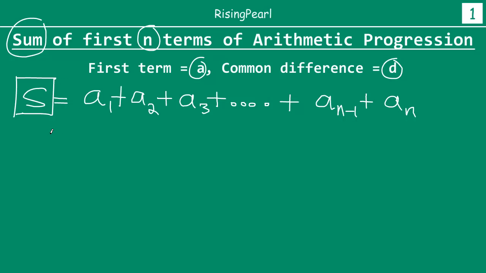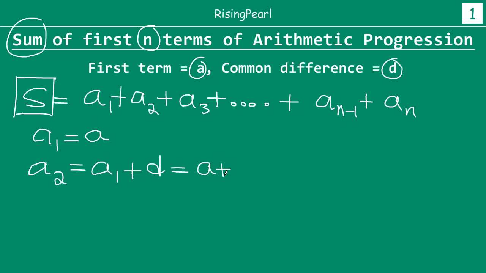So let's do one thing. Let's write a1. What is a1? That is the first term, which is equal to a. So we know that. What about a2? Well, a2 we can do in two ways. We can say it's a1 plus d, because we keep adding the common difference to a term to get the next term. And since a1 is equal to a, this will be a plus d.